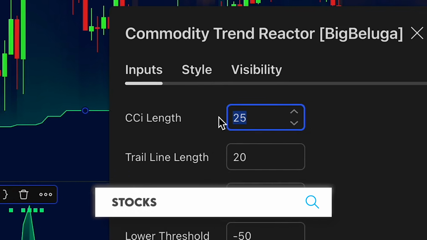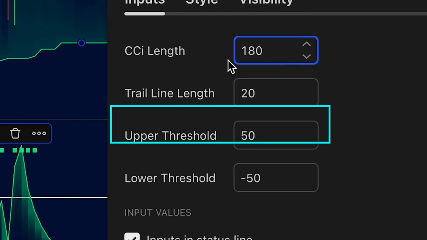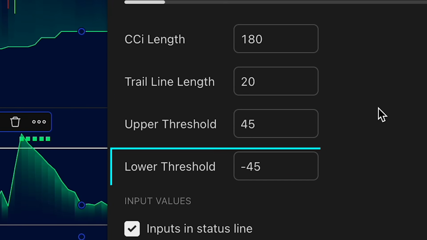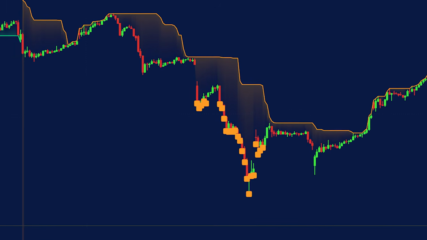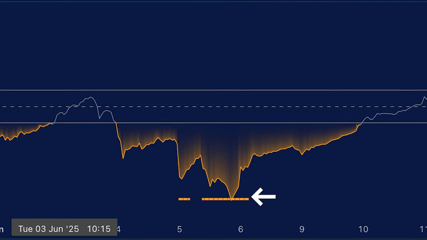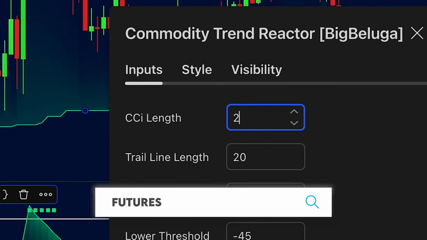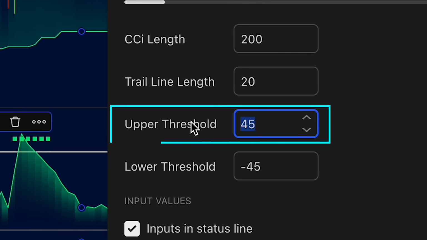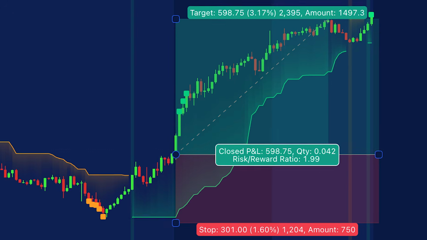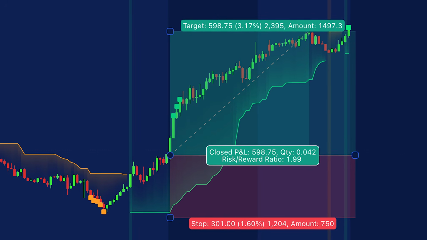For stocks, set CCI length to 180 and keep thresholds at plus or minus 45. Individual stocks trend more consistently than other markets, so you can use slightly lower thresholds for earlier entries. For futures, use CCI length 200 with thresholds at plus or minus 55. Futures have natural momentum cycles tied to contract rollovers and seasonal patterns.